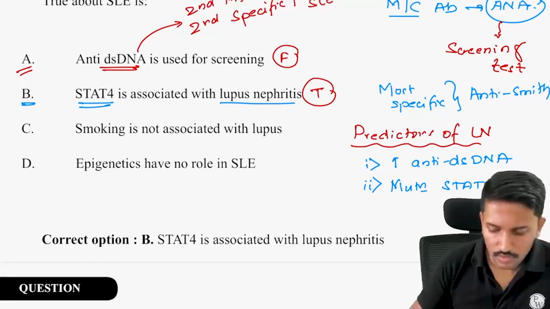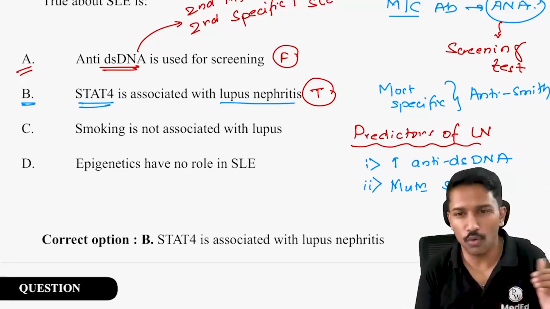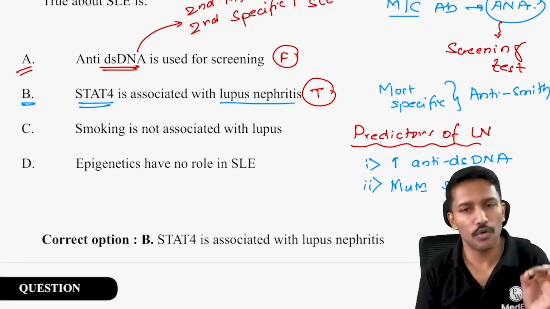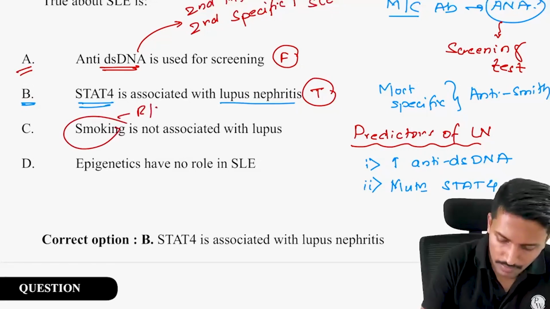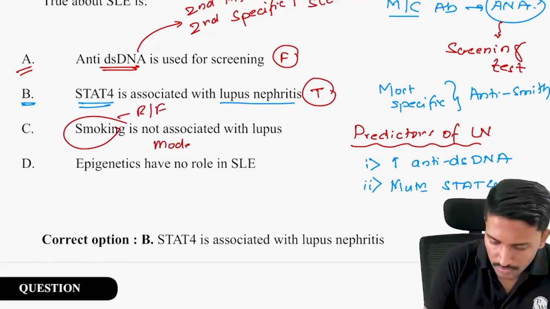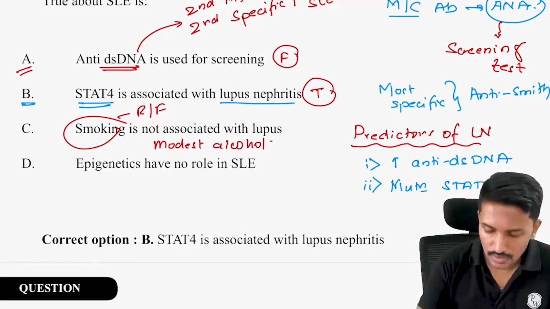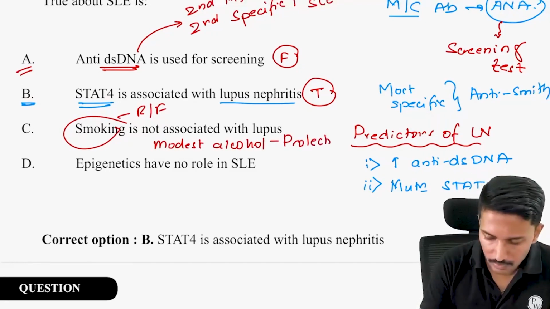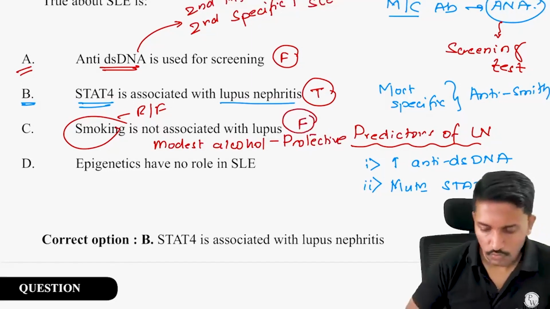Option C, smoking is not associated with lupus, is obviously false, because what we have studied in SLE is smoking is a risk factor and consumption of a modest quantity of alcohol is protective. In the sense I would say 2 glasses of wine per week is protective against development of SLE. So this statement is also false.